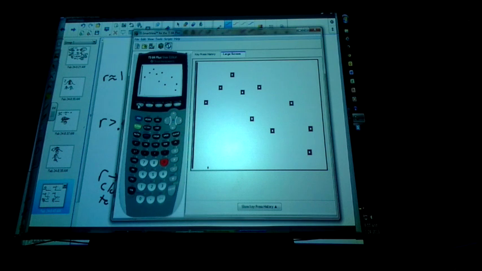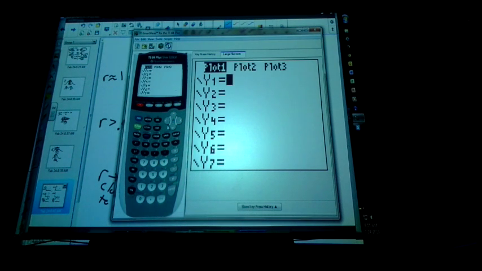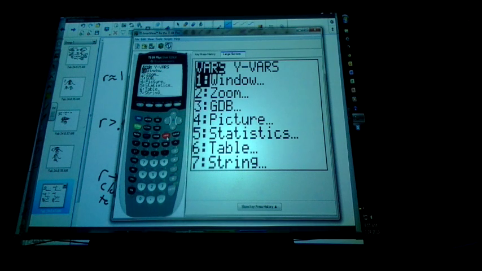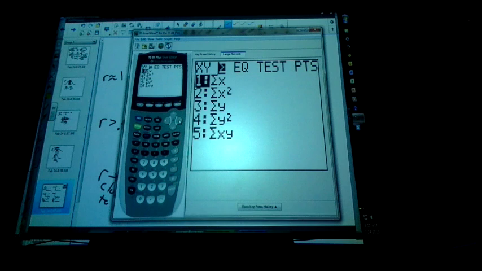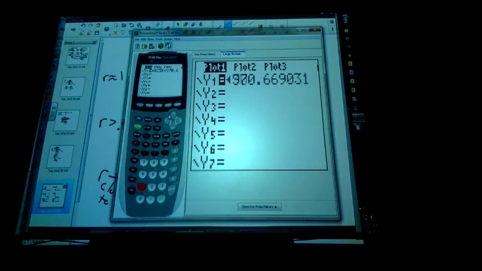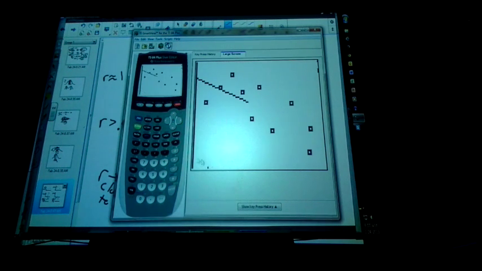If I want to plot my line of best fit, I'm going to go y equals. Where is it under y equals? Vars. V-A-R-S. Then I'm going to go to statistics, which is number 5. Over to equation, number 1. It's going to plot it in there. We're going to hit graph. It's going to draw me my line of best fit. So hit y equals, and then hit vars. Go down to statistics, and then go over to equation. Press enter, and it'll plug in the equation for you.